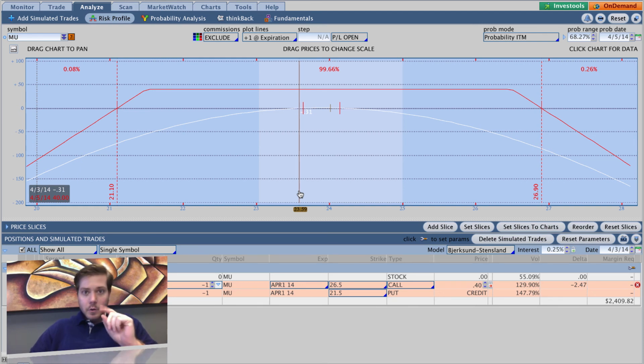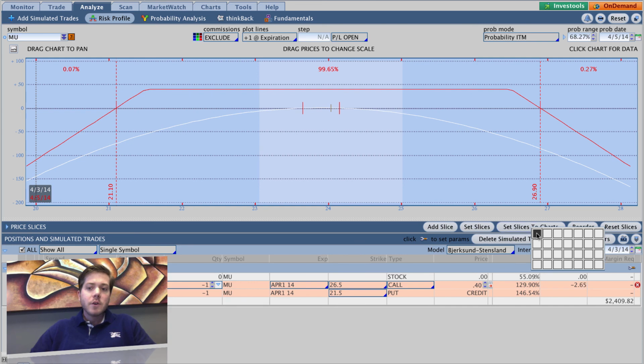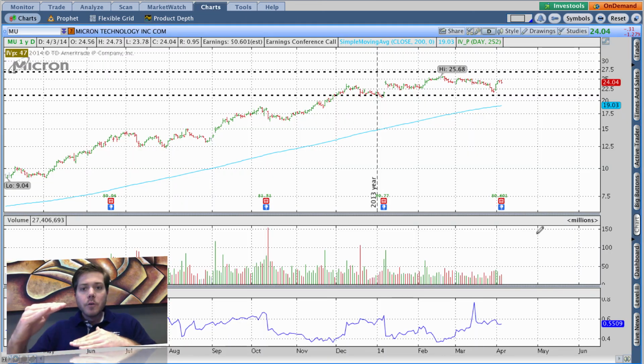One thing to keep in mind, you can only do it one at a time. We just had those two standard deviation moves on there. If we change it back to break even and go to set slices to chart, it's going to remove those and replace them with our break evens here. So that's just one final note to keep in mind.